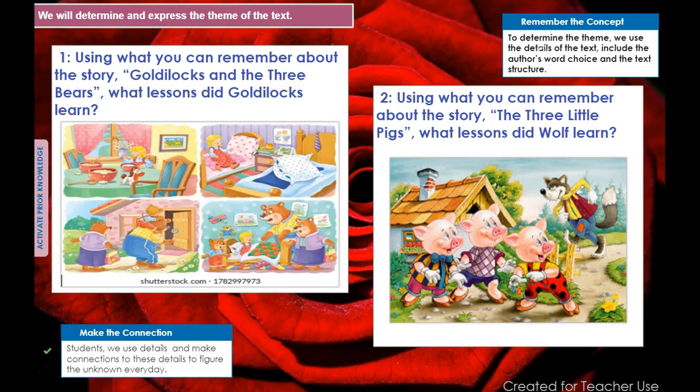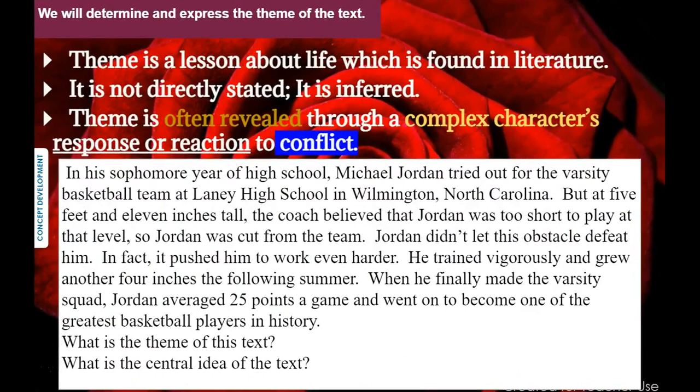So, in order to determine what the wolf learned, we had to look at the conflict, right? Same thing with Goldilocks. So, what is the concept that we need to remember? To determine the theme, we use the details in the text, including word choice and the text structure. Remember, word choice is diction. It is the words that the author specifically uses in the text.